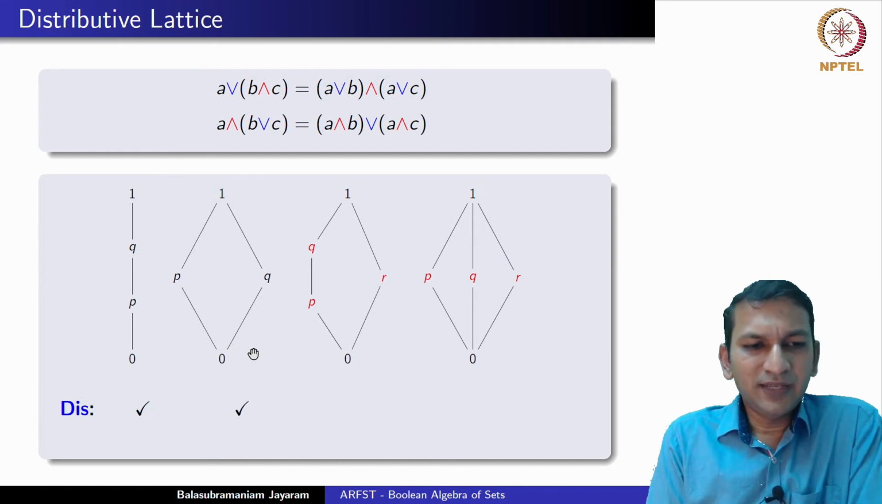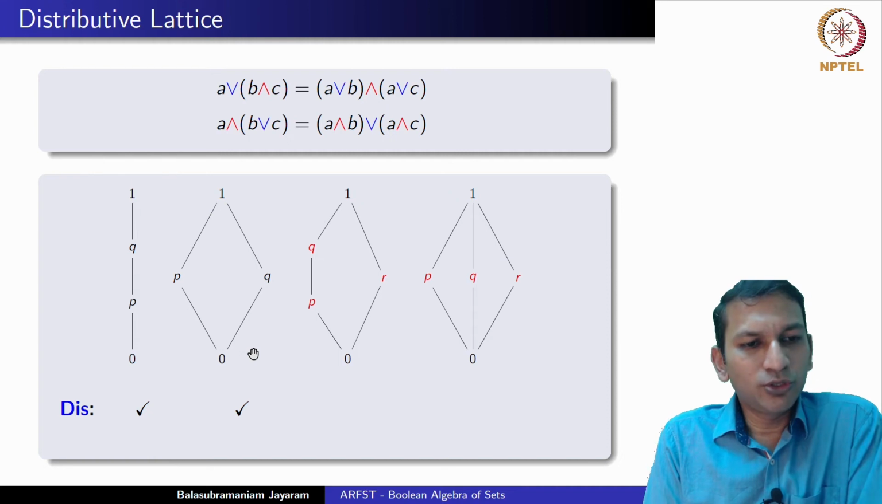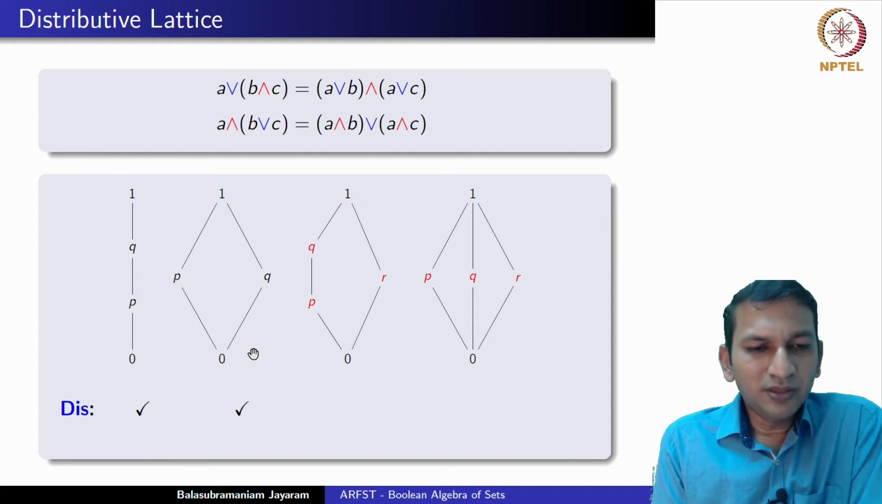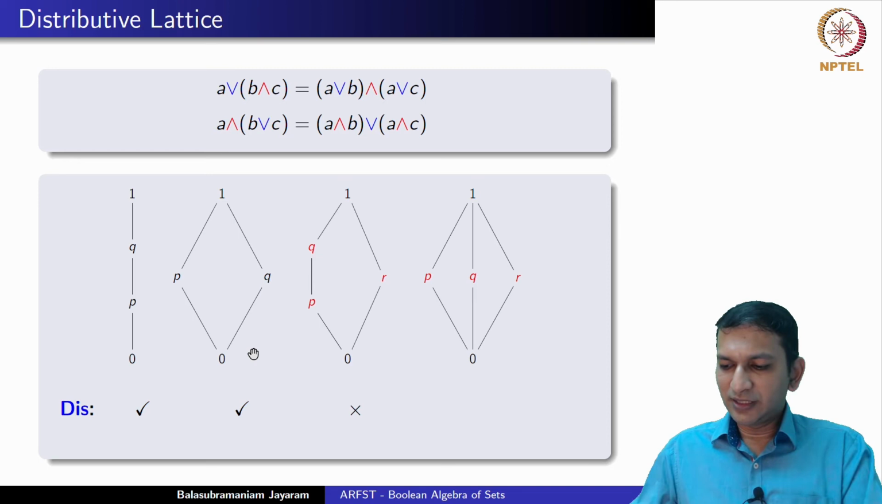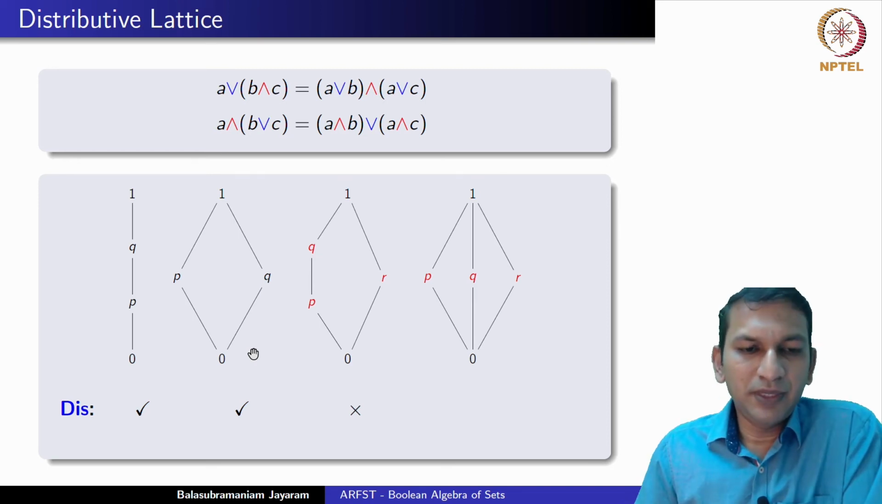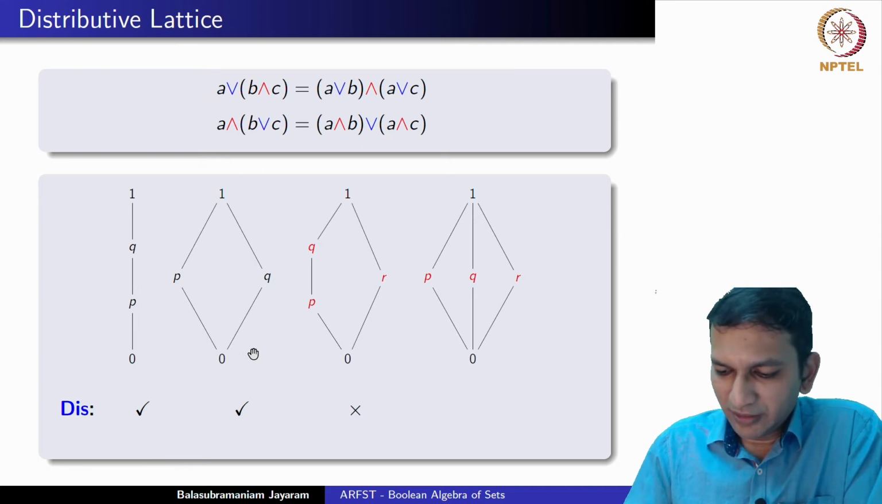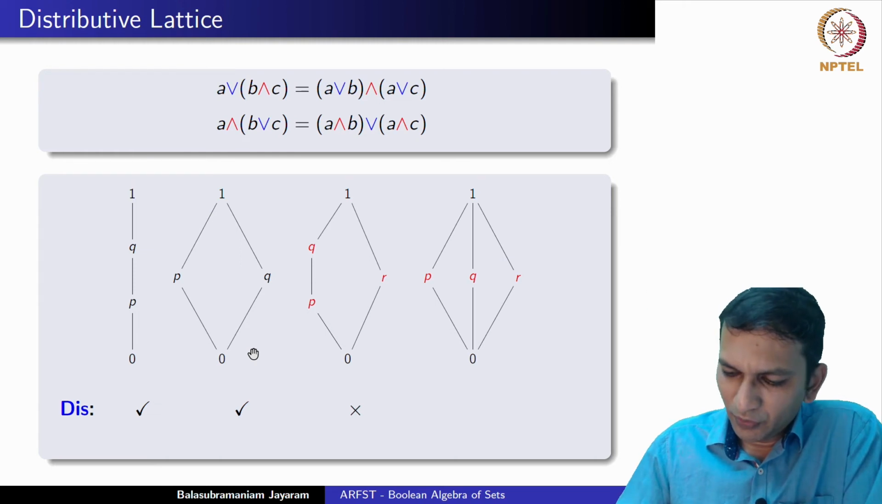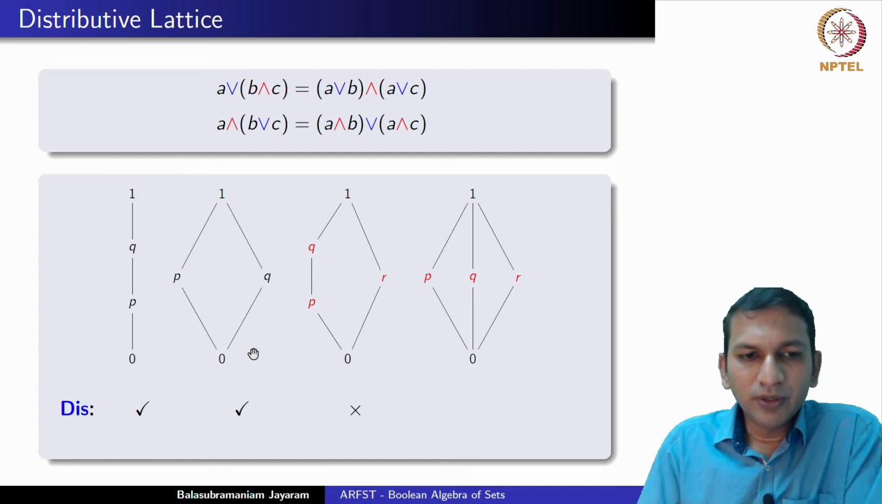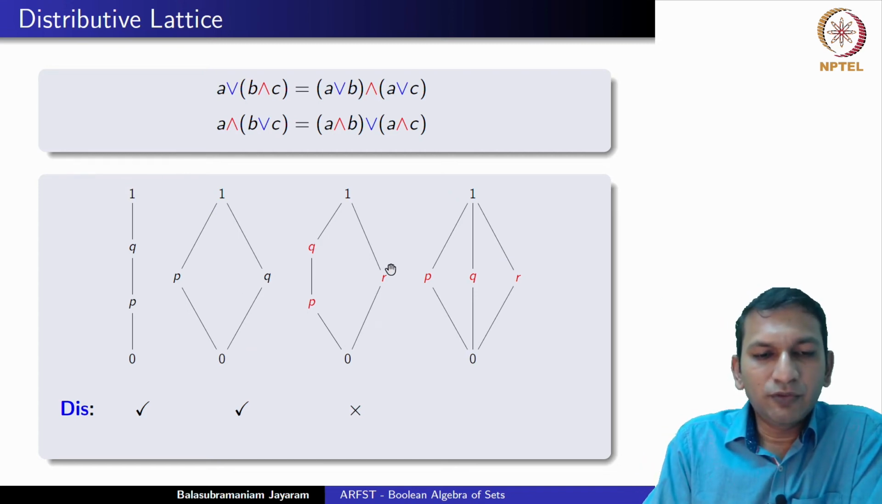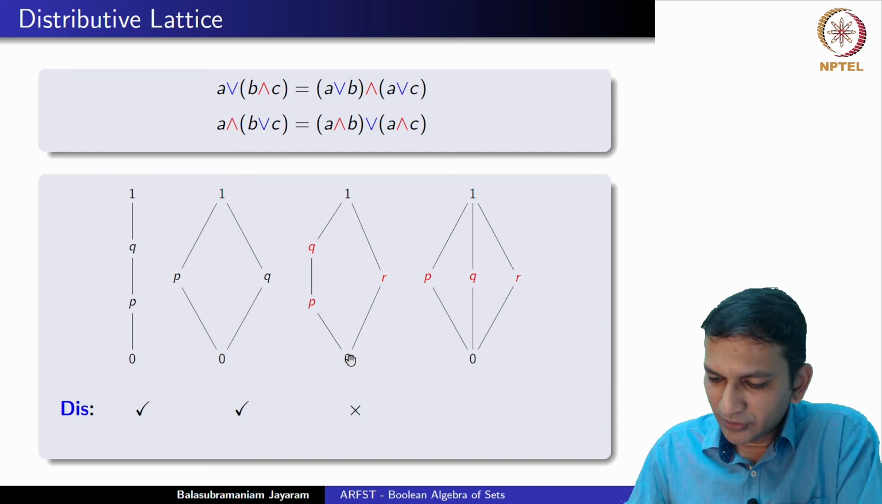Once again, it can be easily verified that the second lattice is also distributive. Now, what about the third lattice? Unfortunately, this is not a distributive lattice. So, to see this, consider the three elements P, Q and R, which are marked in red. Let's consider P join (Q meet R). We want to see whether this is equivalent to (P join Q) meet (P join R). Now, what is Q meet R? This is the infimum of Q and R. We see that this is actually equal to 0.